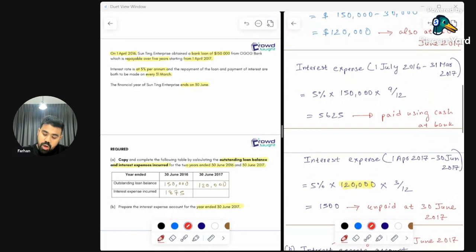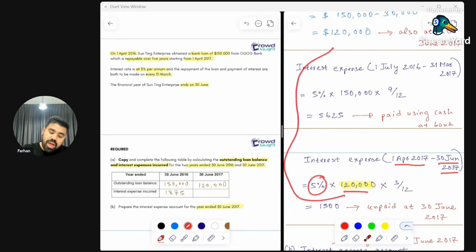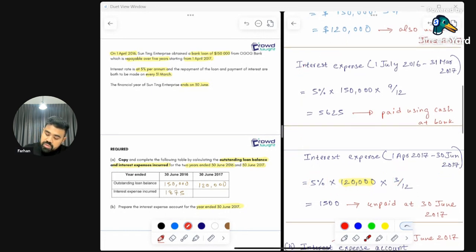All right, now we need to calculate the interest expense from 1 April 2017 until 30 June 2017. But this time for the last 3 months, what we're going to do is multiply 5% with $120,000, which is the loan balance that we are left with after the repayment was made, right? And that $120,000 will be multiplied further with 3 over 12, because the 3 months that we need to adjust the 5% annual rate for, and those 3 months I'm referring to are the month of April, May, and June. So that gives us an interest expense of $1,500.